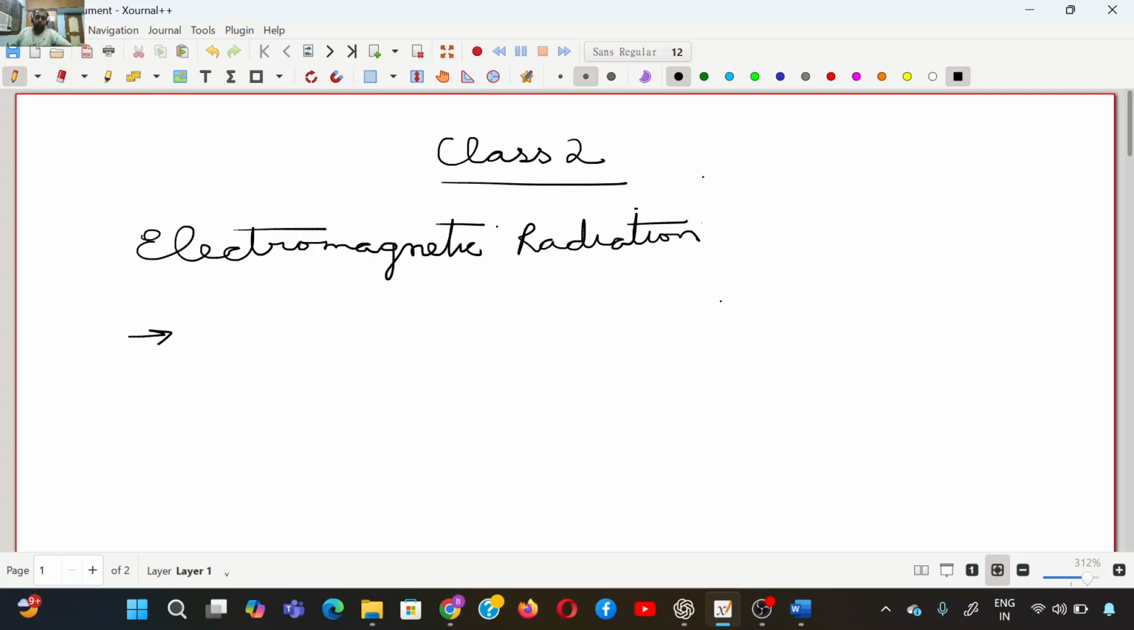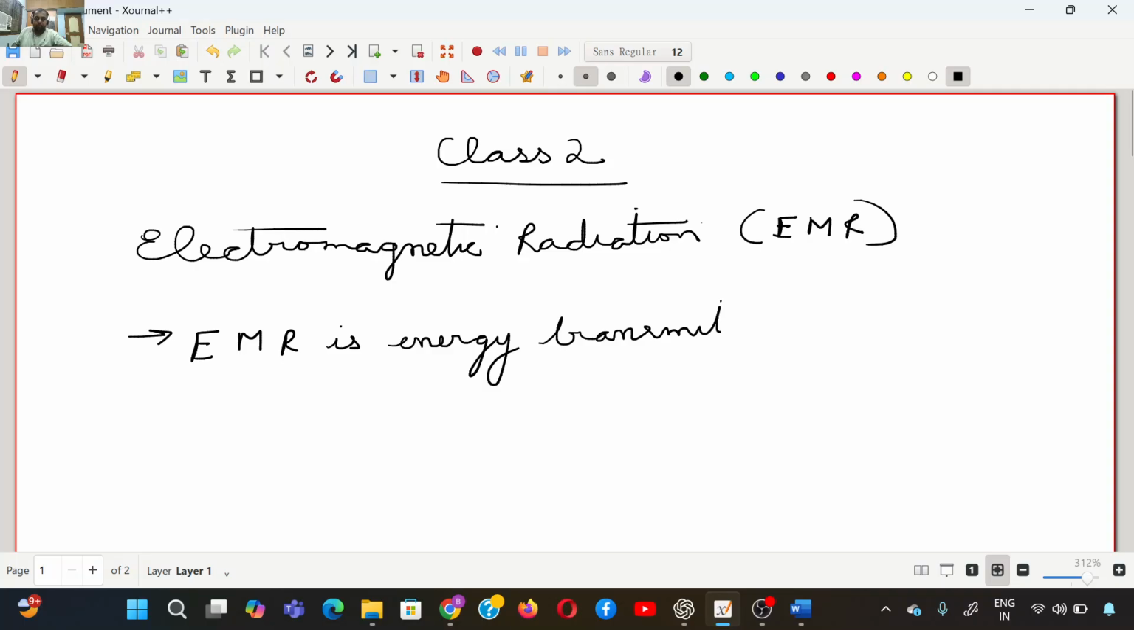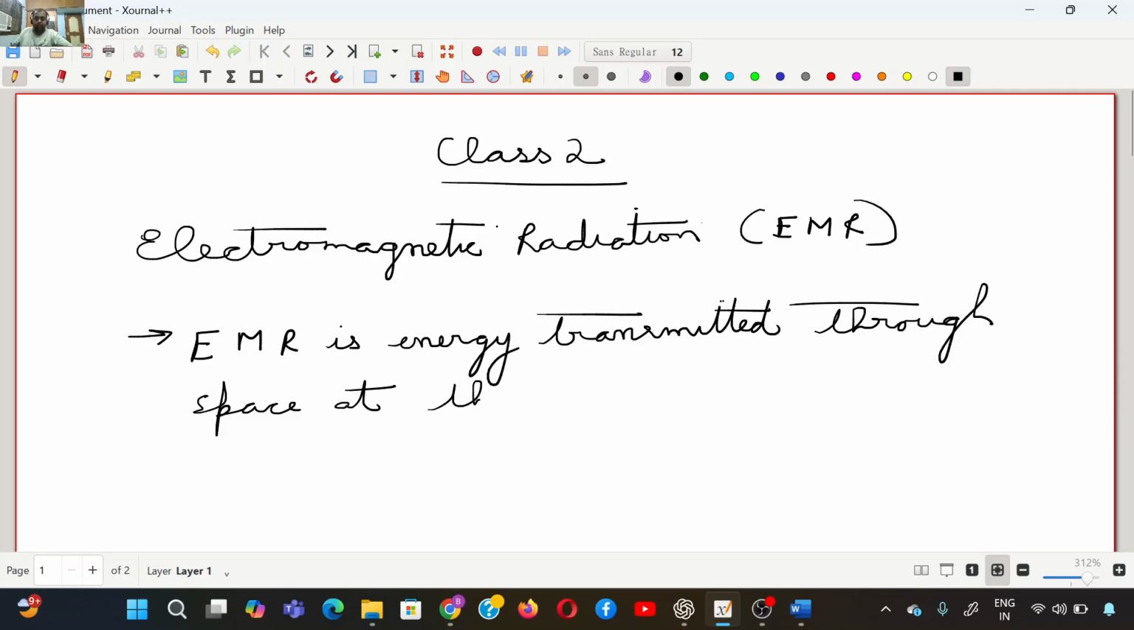Okay, so what is electromagnetic radiation? It is basically energy that is transmitted through space at the speed of light. EMR, or electromagnetic radiation, is energy transmitted through space at the speed of light.